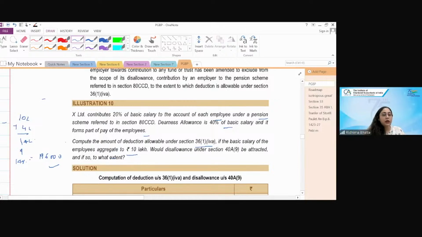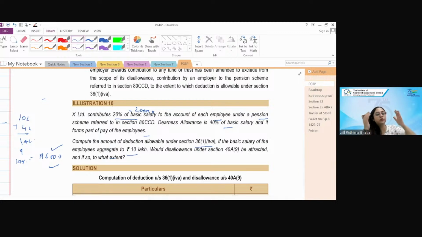This is the maximum ceiling limit. What contribution are they making? They are making 20% of the basic, which is 10 lakhs. So the actual contribution is 2 lakhs. Allowed is 196. So what would be allowed under Section 36, subsection 1, clause 4A is 1,96,000. The disallowance under Section 40A, subsection 9 is 4,000. Out of the total expenditure of 2 lakh, 4,000 is disallowed, 1,96,000 is allowed.